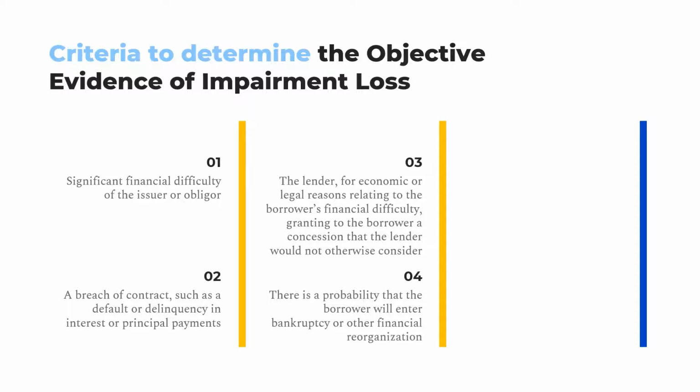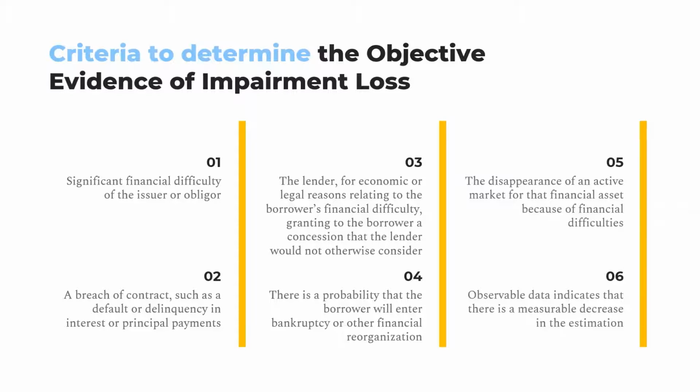Fourth, there is a probability that the borrower will enter bankruptcy or other financial reorganization. Fifth, the disappearance of an active market for that financial asset because of financial difficulties. Sixth, observable data indicates that there is a measurable decrease in the estimation.